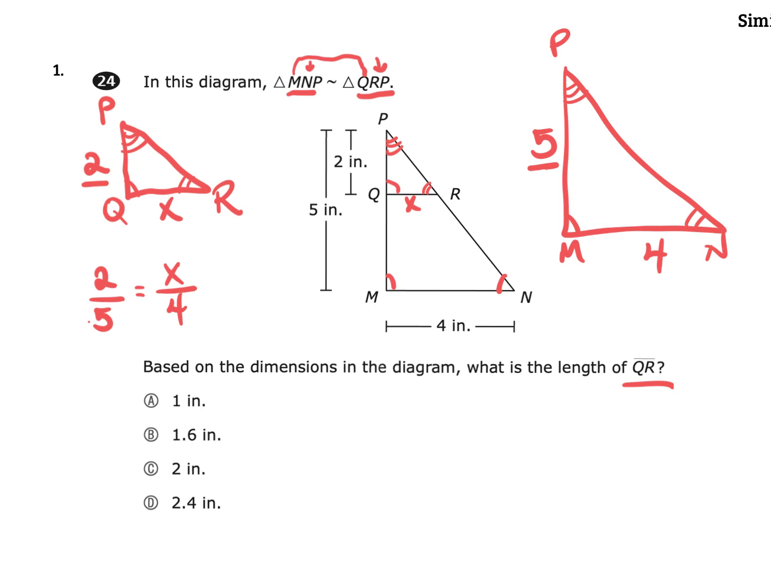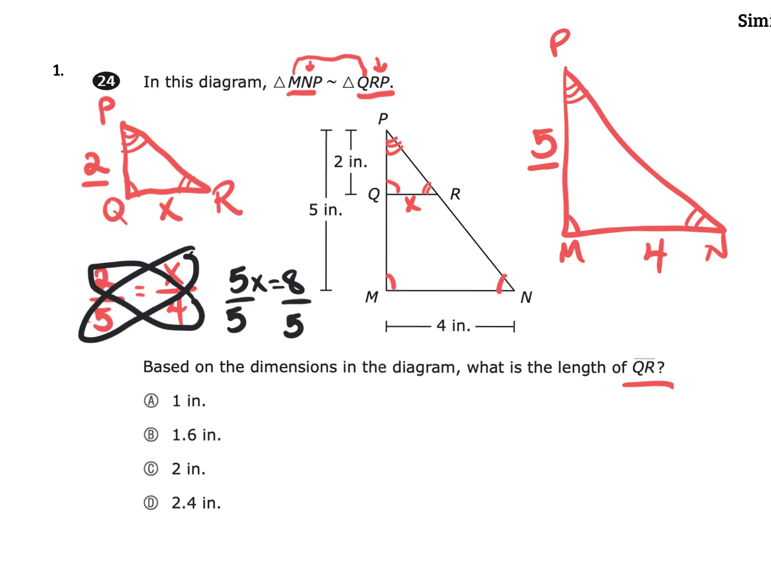Now, this is the only time where we would cross multiply to solve, because we have 2 fractions that are equal to each other. So 2 times 4 and X times 5. So I get 5X equals 8. And then to find our answer, we would divide both sides by 5. And I do believe we get 1.6. So that is the value of QR.